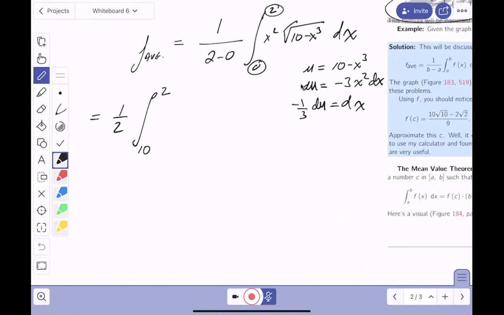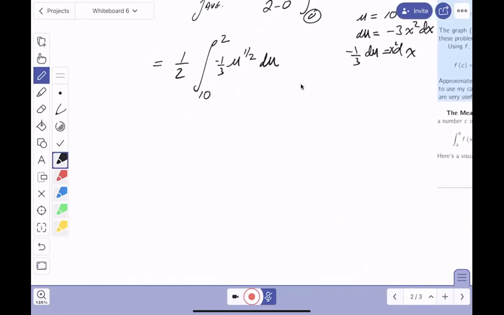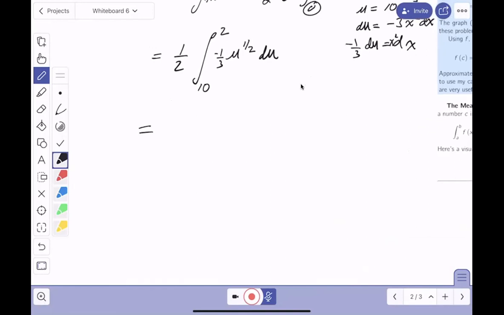Right? What's this guy right over here? It's going to be u to the 1/2 power. What's this guy? X squared dx. Whoops, I forgot to do that. It's minus 1/3 of a du. Let me write that down. I got to clean this guy up and do the integration. Minus 1/6. I'm just associating these two numbers together.